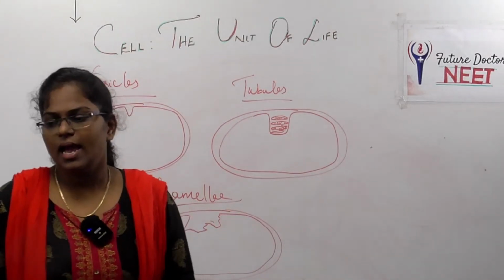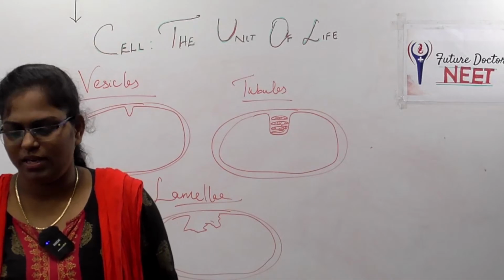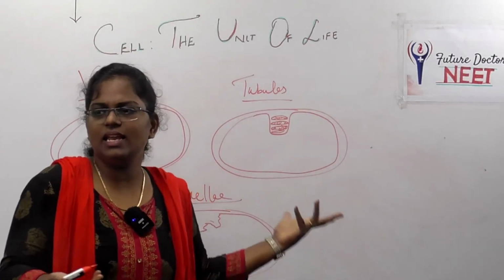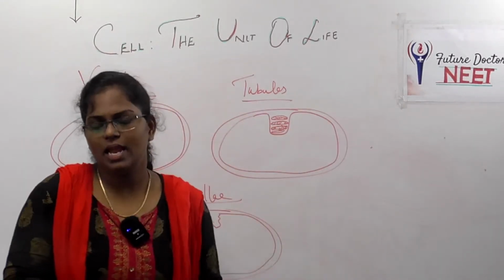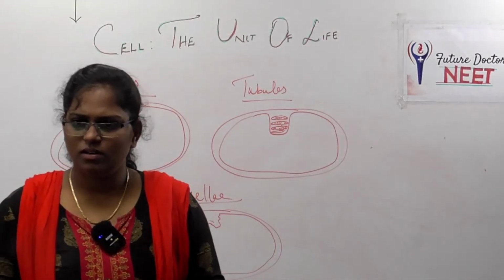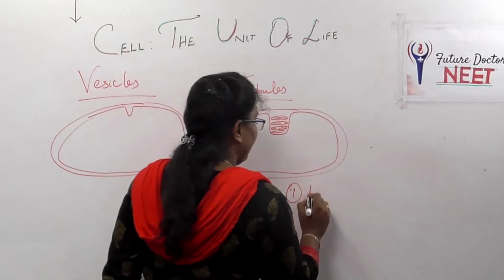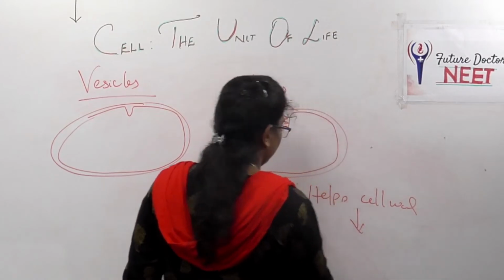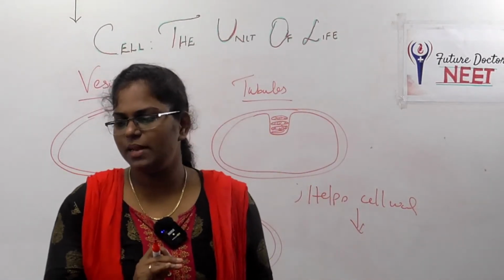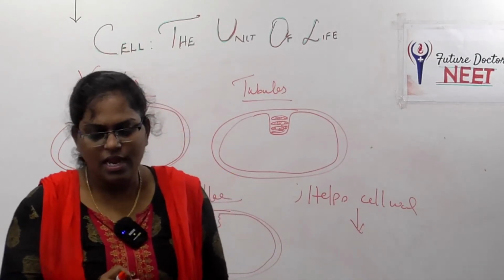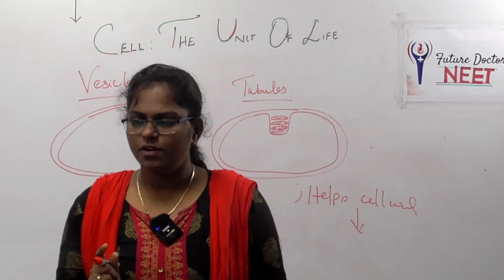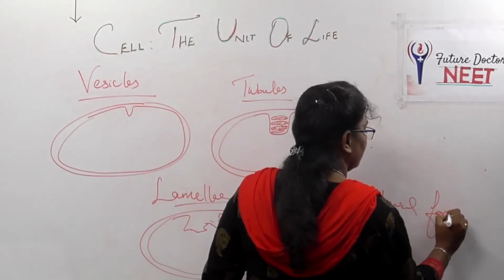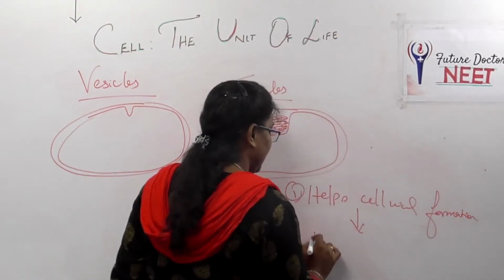And then they help in cell wall formation. Any modifications of this mesosome will help the cell wall formation. Second one, DNA replication and distribution to daughter cells. So first thing is helping the cell wall formation. Second one is DNA replication.